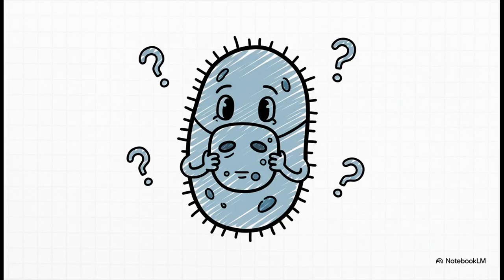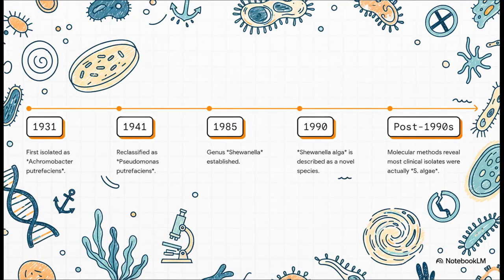Now, the crazy thing about this emerging pathogen is that its true danger was hidden for decades because of a massive case of mistaken identity. Honestly, understanding this historical mix-up is the key to the whole story. So, this bug has had a real identity crisis. It was first found in some bad butter way back in 1931 and has been bouncing between names ever since. But the real turning point, the big aha moment, came in the 1990s.